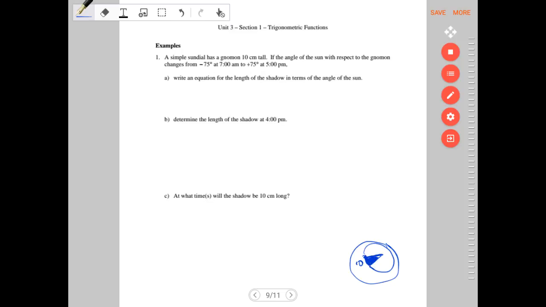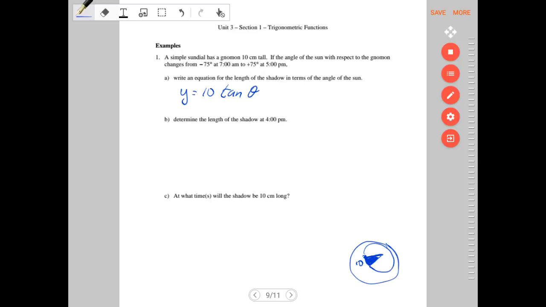All right, if the angle of the sun with respect to the gnomon changes from negative 75 at 7 in the morning to positive 75 at 5 in the evening, then write an equation for the length of the shadow in terms of the angle of the sun. So y is equal to the height of the gnomon, which is 10 tan theta.